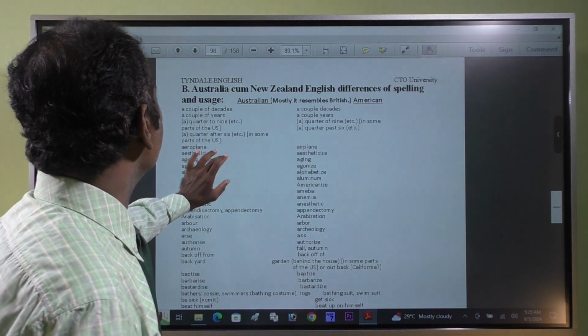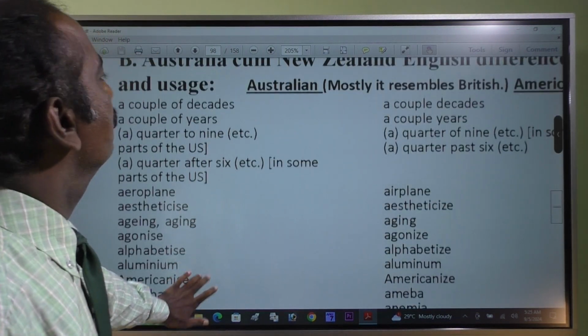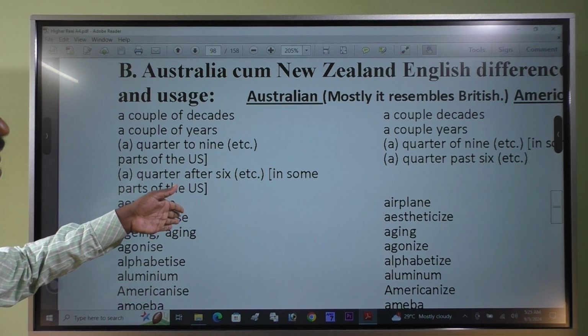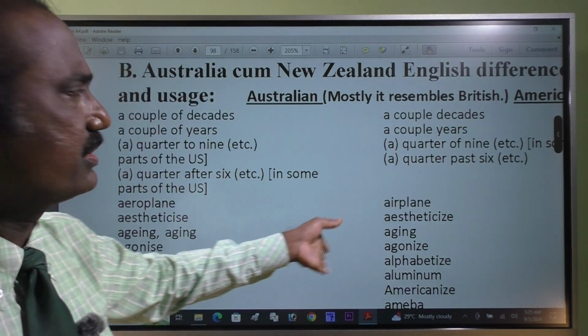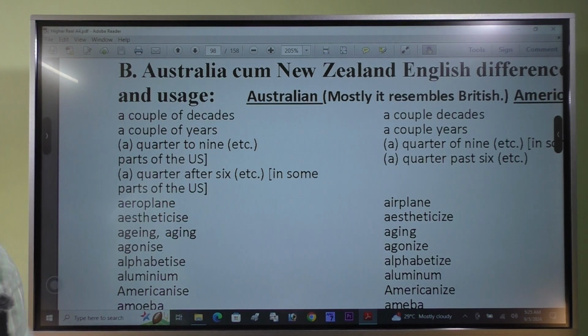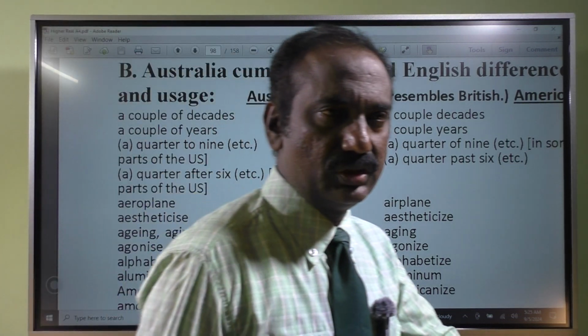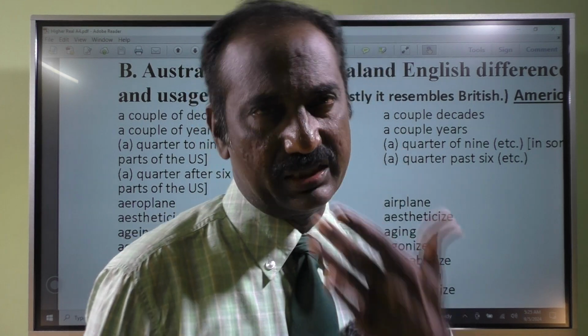Okay, these are the common differences. You can see here, Australian English is almost all British English, while the other is American English. There is not a lot of difference between Australian and British. A couple of decades, usually Britishers and Americans. We know that, a couple of decades.